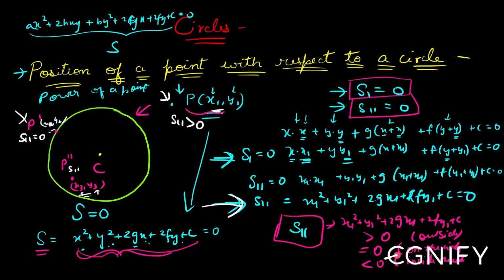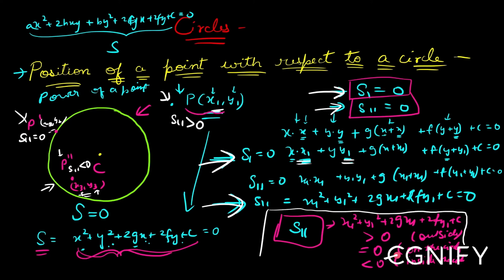You will take the point, you'll put it in the equation. That is S11. And S1 means this, right? So we are not using S1 right now. We'll be using it when it comes to tangents and all. But right now we are using S11. So what will be S11 for this point P double dash? It will surely be greater than 0. Why? Because this point is inside the boundary of the circle. So these are the conditions that you need to remember. So you can find the position of a point with respect to a circle if you remember this.